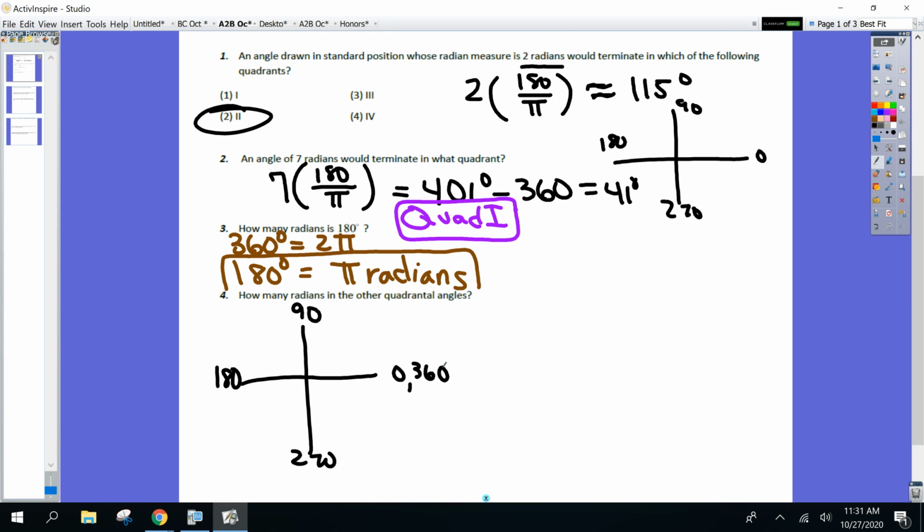All right, well, we already know 180. We just went over that one, right? 180 is equal to pi radians. We already went over that. We also know 360 is 2 pi. All right, what about 90 now? What do we think? 90.